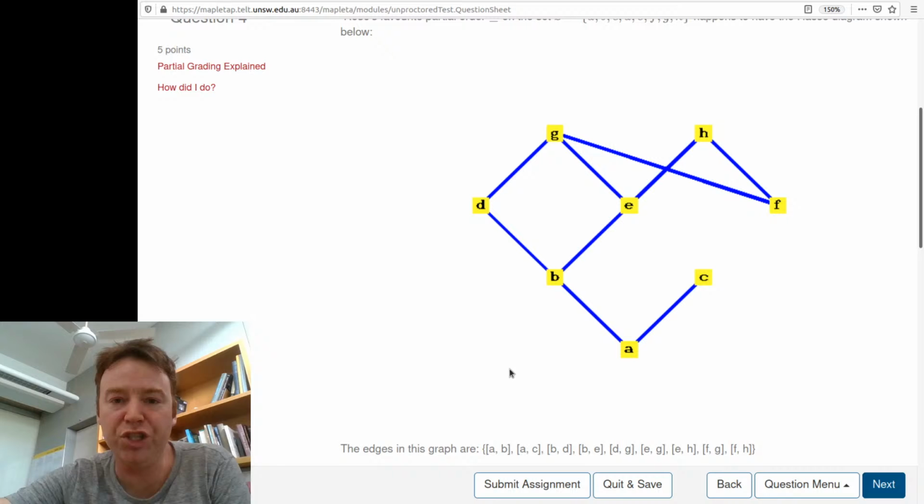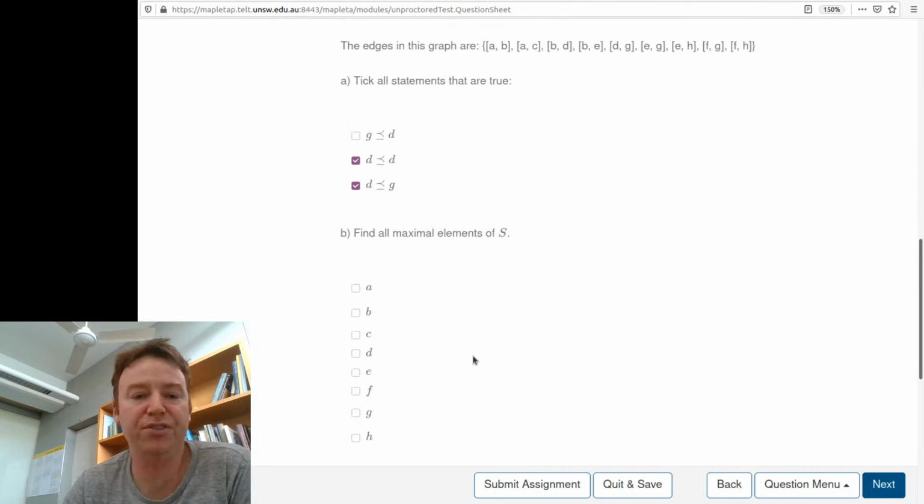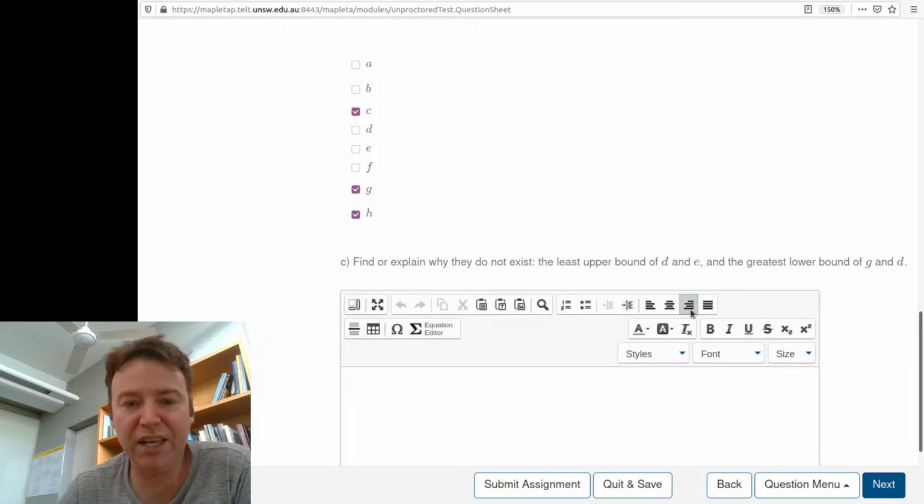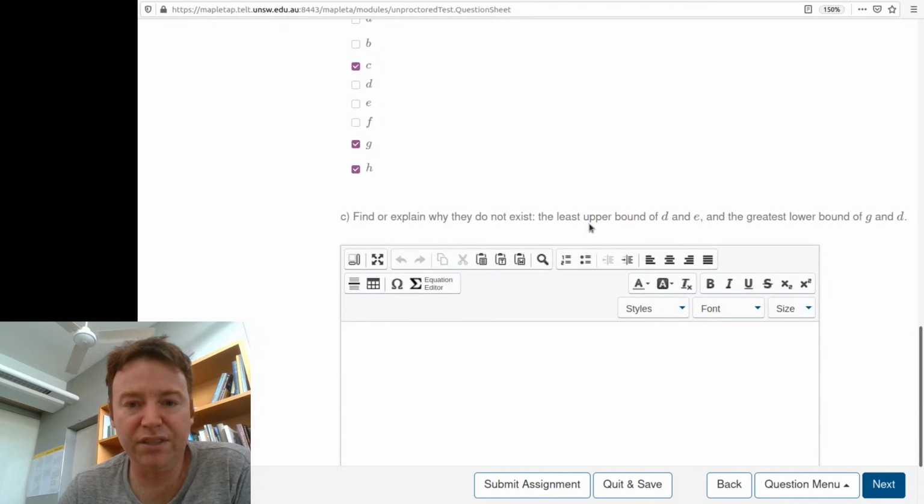Yep. G, H, and C are the maximal elements. So C, G, and H. Find or explain why they do not exist. The least upper bound of... Yep, I like that people got C. The least upper bound of D and E, and the greatest lower bound of D and E, G and D.